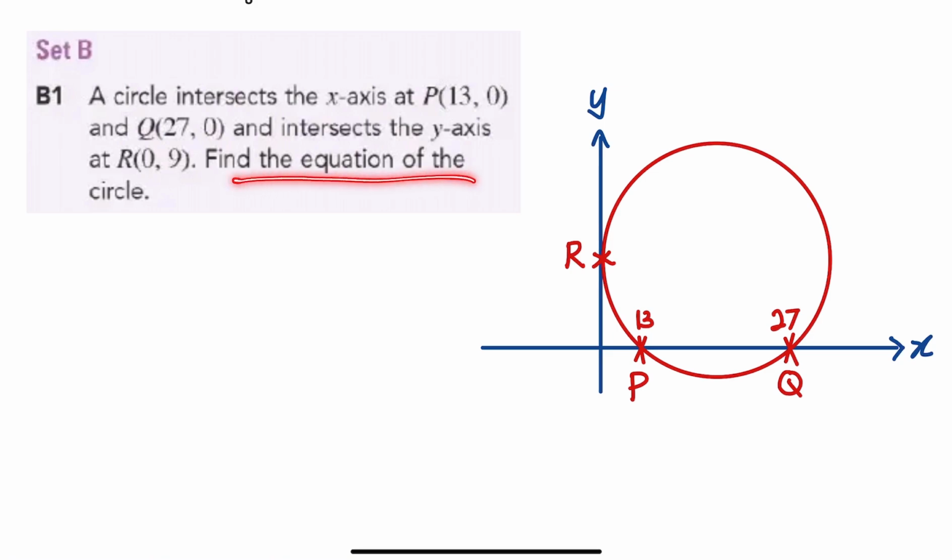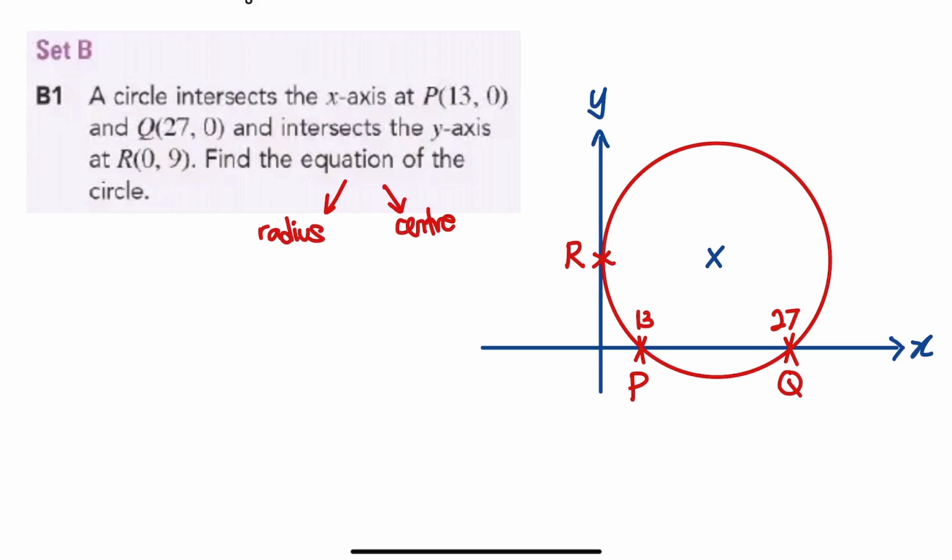Based on this diagram, the question says find the equation of the circle. So whenever you see equation of a circle, always remember, to find the equation of a circle, you need to find two things. One, the radius, and the second thing is the center of the circle. So let's look at this diagram. This circle cuts the x-axis at these 2 points over here. The center of the circle, let's mark it with a cross, somewhere here. The x-coordinate of the center must lie in the middle of 13 and 27, between point P and point Q.